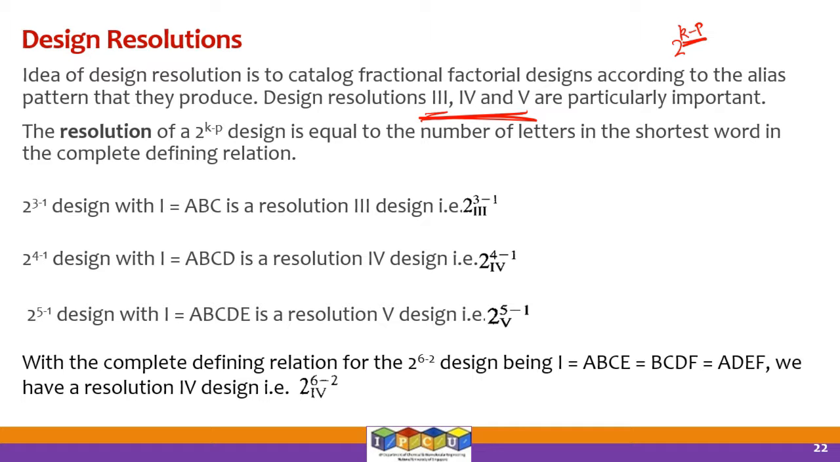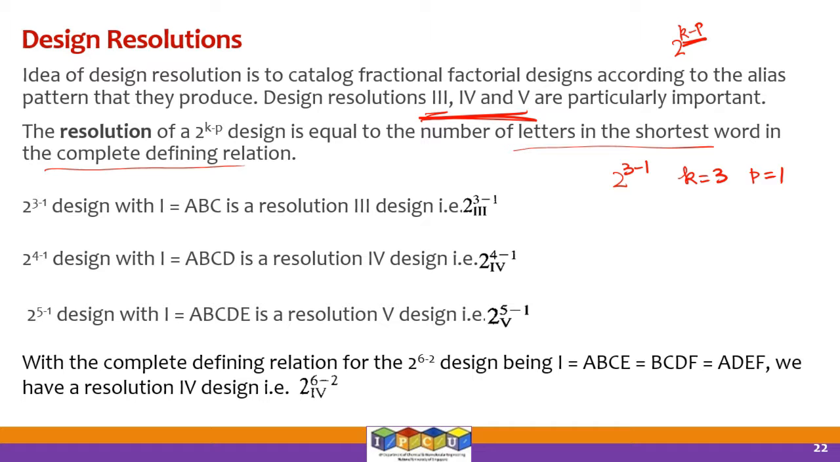So we have seen this already. The resolution is equal to the number of letters in the shortest word in the complete defining relation. So a 2 to the power of 3 minus 1 design with I is equal to ABC. Does this make sense to us? So we are going for a 2 to the power of 3 minus 1 design. In this case, k is equal to 3 and p is equal to 1.